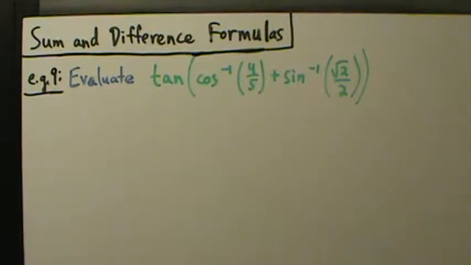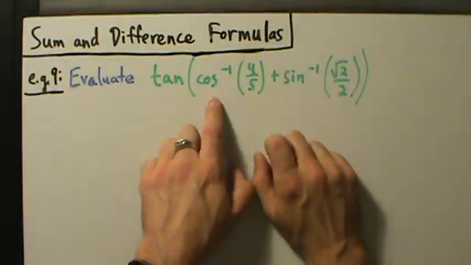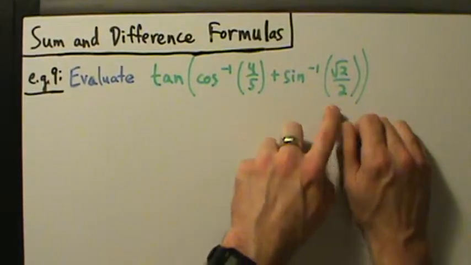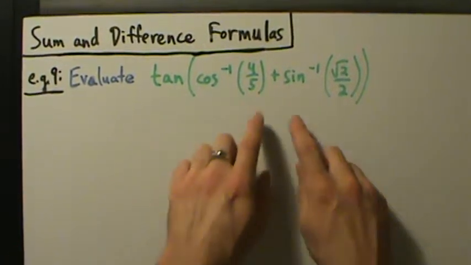Here's example 9 of sum and difference formulas. So we want to evaluate the tangent of the quantity inverse cosine of 4/5 plus inverse sine of root 2 over 2. So kind of a big mess here. We have trig and inverse trig and a sum of two angles in here.